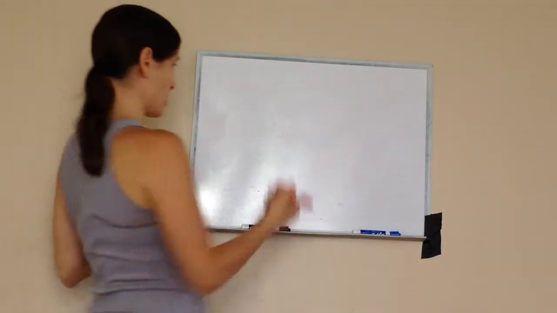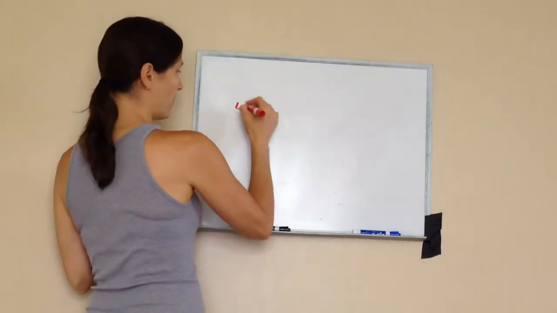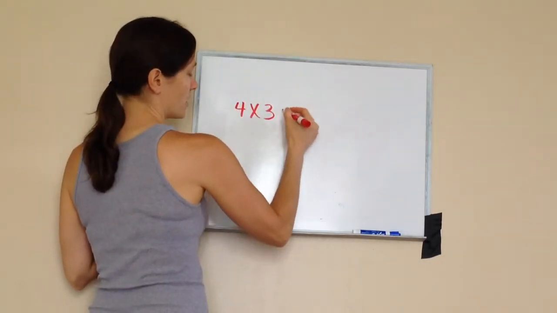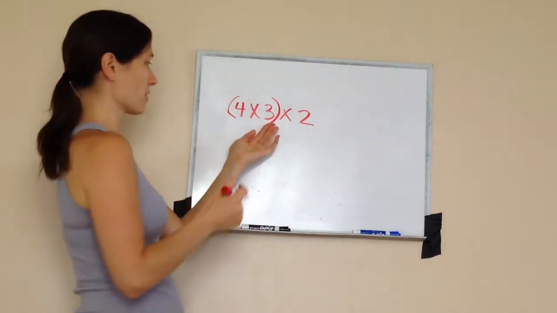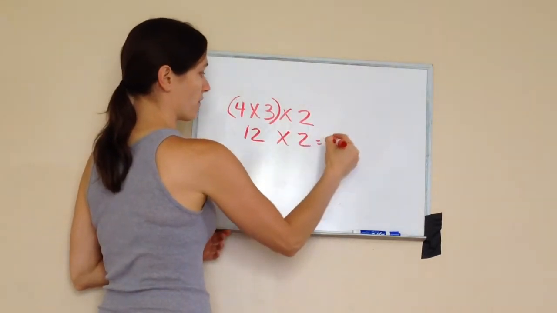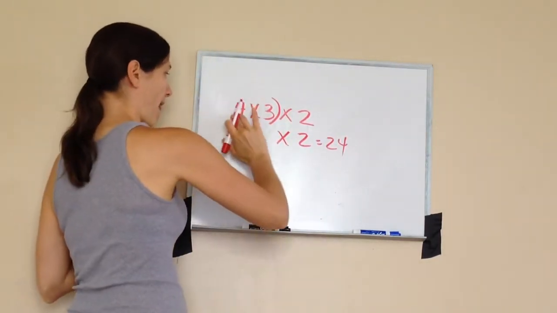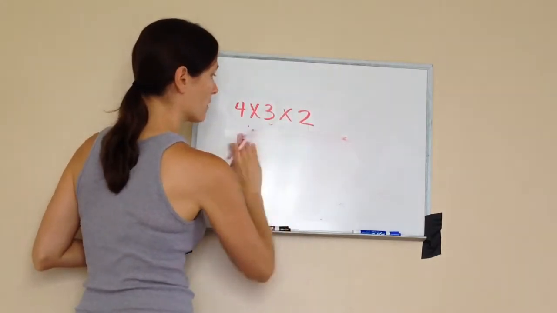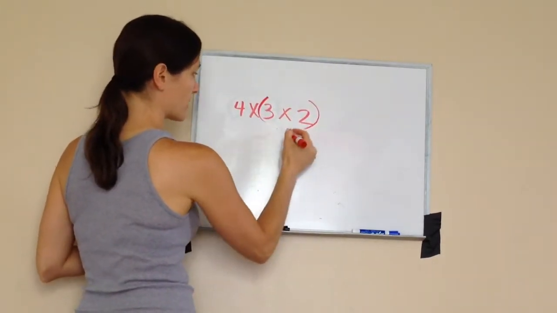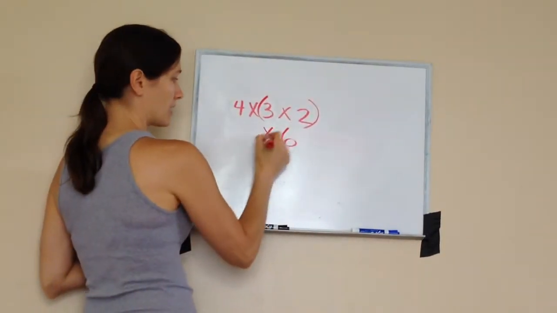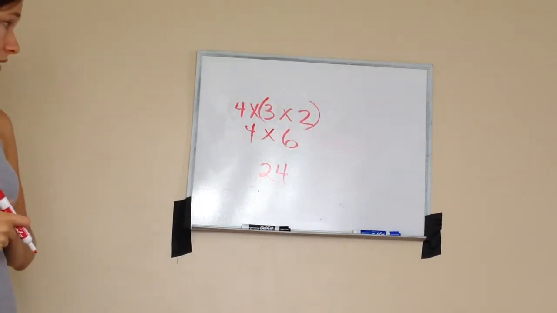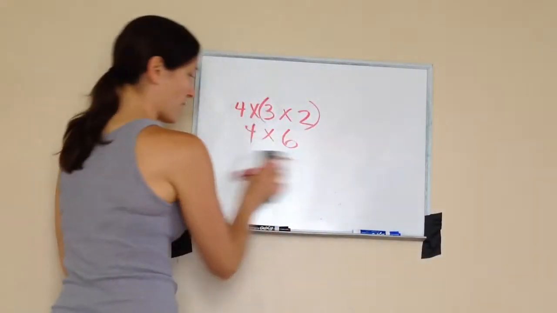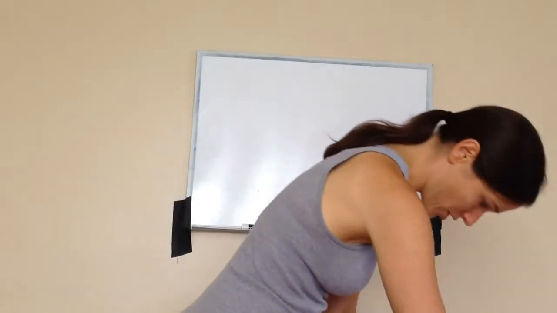All right? It works the same with multiplication. So, for example, if I had 4 times 3 times 2, I could group 4 and 3 together. 4 times 3 is 12, and then 12 times 2 is 24. Or, I could group the 3 and 2 together, which would get 6. 3 times 2 is 6, and then 6 times 4 is 24. So either way, we're going to get 24 as our answer. All right? And that is the associative property of multiplication.